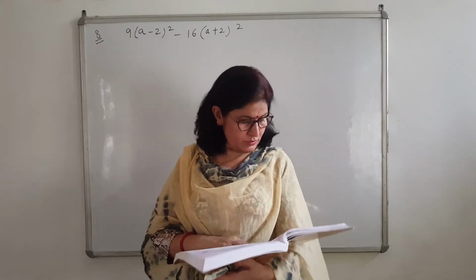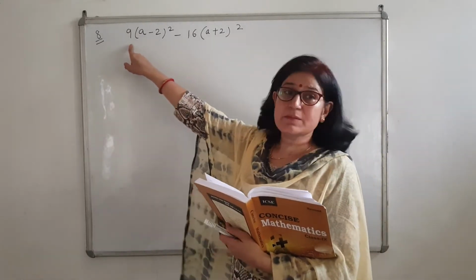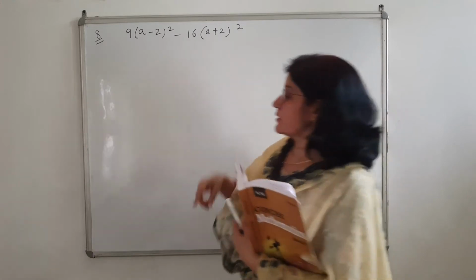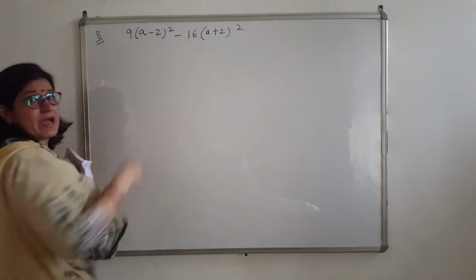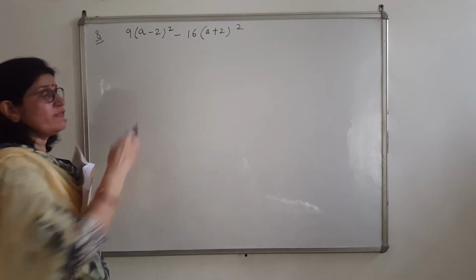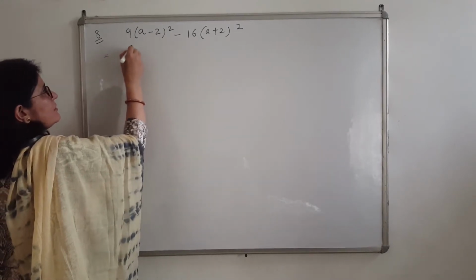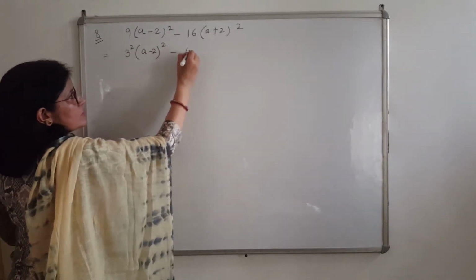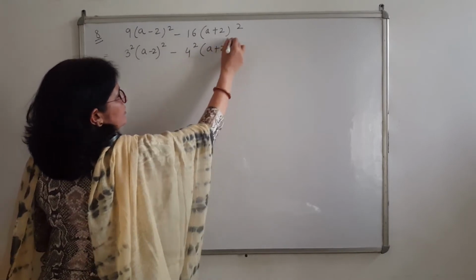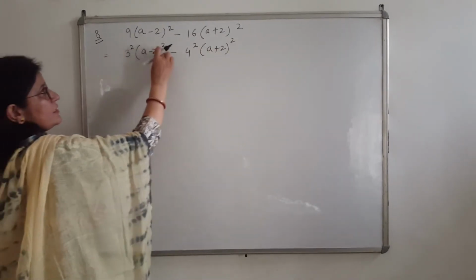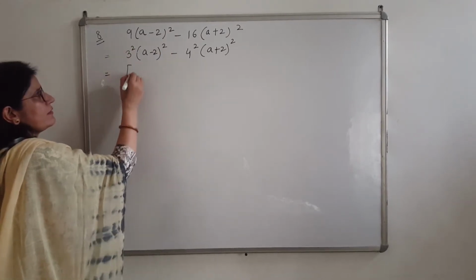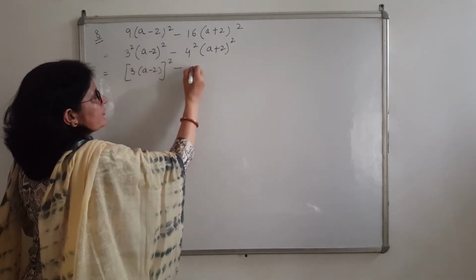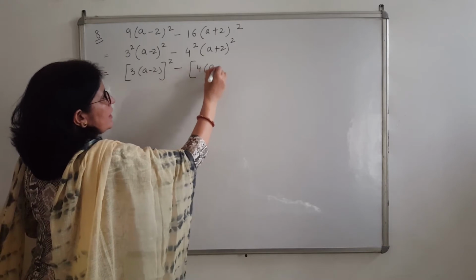Now next question number 8. In this question the statement is given 9 into (a minus 2) whole square minus 16 into (a plus 2) whole square. This 9 and 16 also we have to change in the form of square. 9 is the square of 3, so we can write 3 square (a minus 2) square, 16 is the square of 4, so 4 square (a plus 2) whole square. Now here this square power is common, so we can write (3(a minus 2)) square. Similarly here (4(a plus 2)).